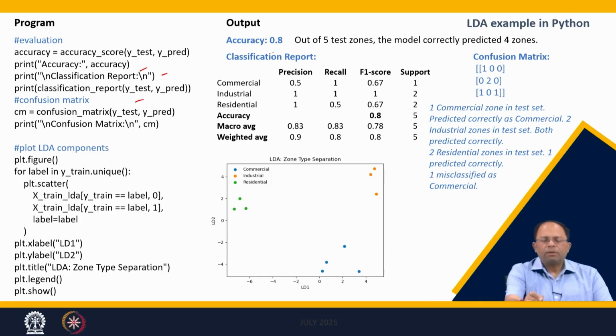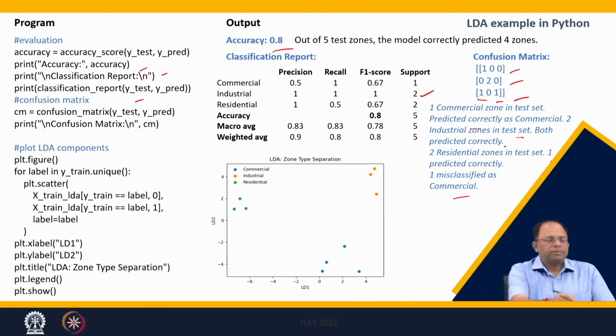Over here you can see the accuracy value is 0.8. So out of 5 test zones, the model correctly predicts 4 zones. The classification report is given; we already know how to read a classification report. The confusion matrix is given over here. What it says is that the one commercial zone in the test set is predicted correctly as commercial. The 2 industrial zones in the test set are both predicted correctly, and of the 2 residential zones in the test set, 1 is predicted correctly and 1 is misclassified as commercial. So this is the situation.